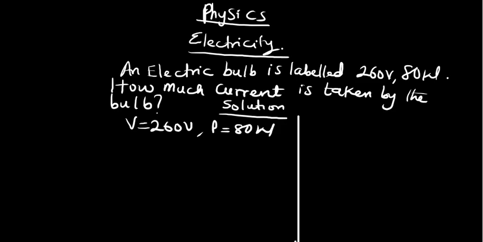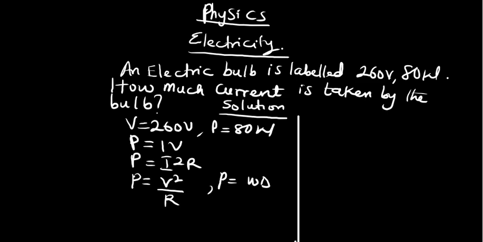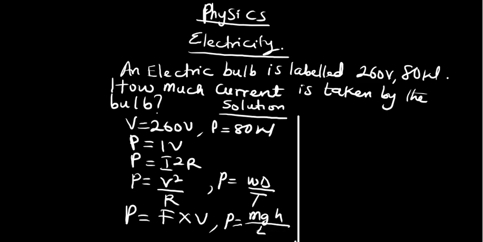So now let us write out the formulas of power. We have about three formulas for power, even more than that. Power is equals to IV. Power is equals to I square R. Power is equals to V square over R. Power is equals to work done over time. These are all formulas for power. There are even more than that. Power is equals to force times velocity. Please take note of this. Power is equals to mgh over t. That's not all. We still have power equals force times distance over time. I hope you understand.